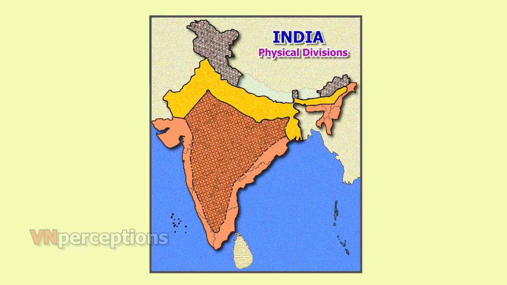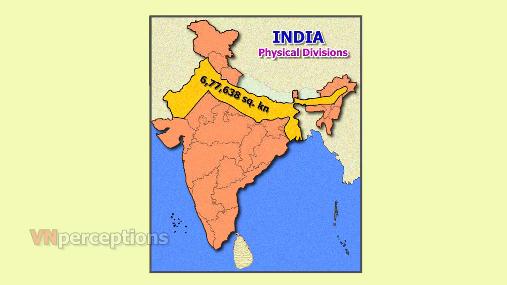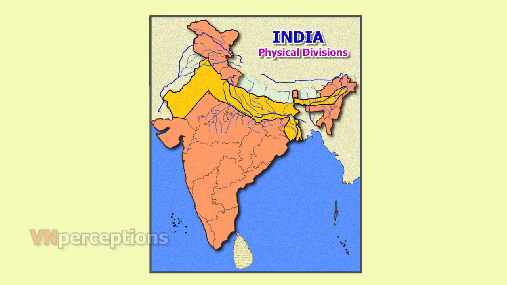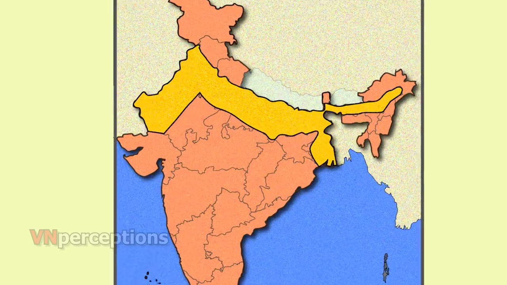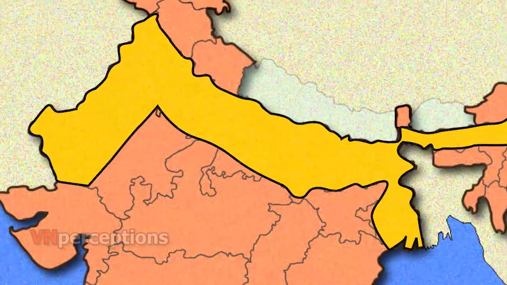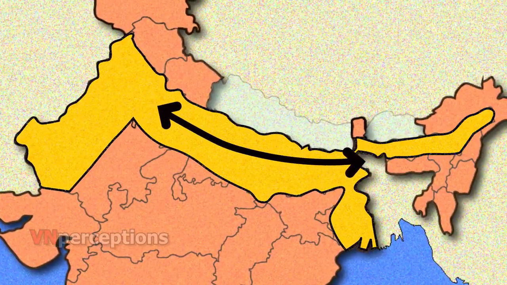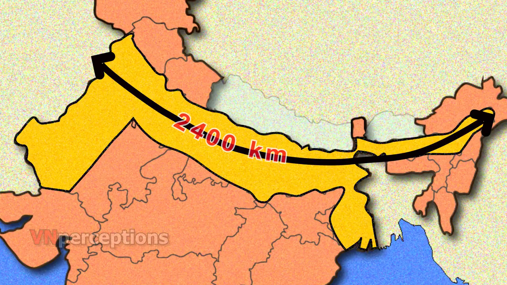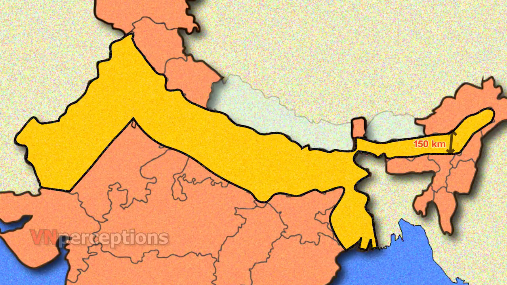It has an area of 6,77,638 square kilometers. This plain is mainly made up of alluvium deposits brought down by the Himalayan rivers. The North Indian Plain stretches from Rajasthan in the west to Assam Valley in the east. It has a total length of 2,400 kilometers. The width varies between 150 to 500 kilometers.